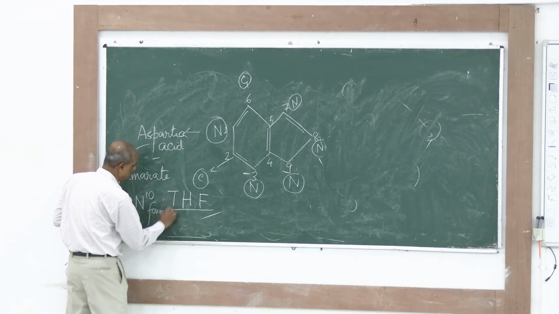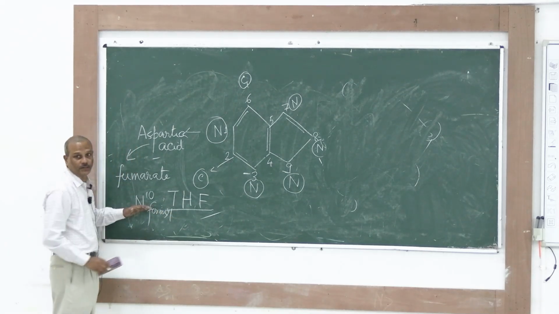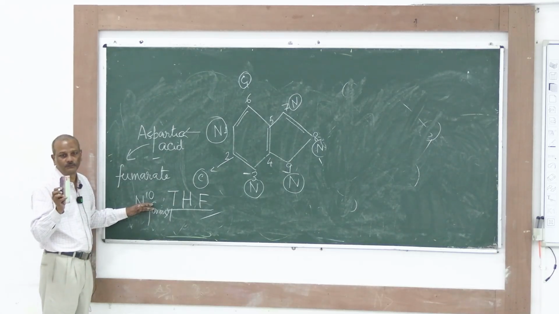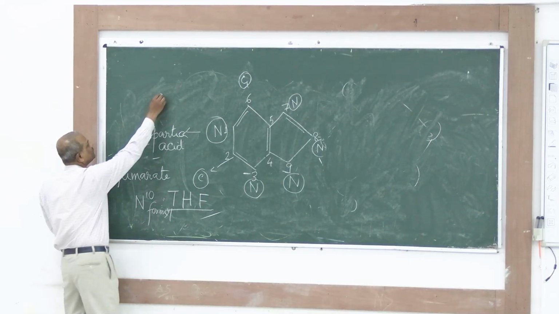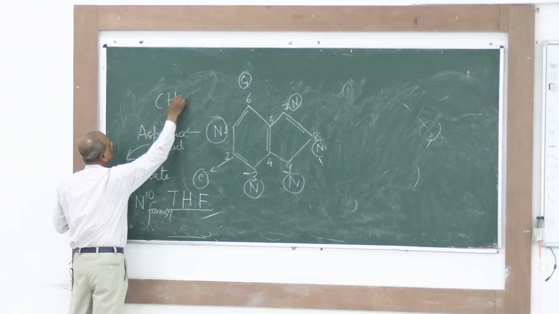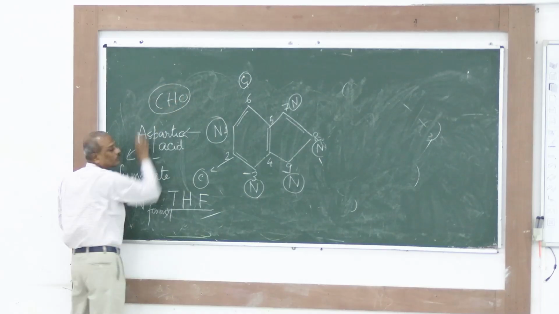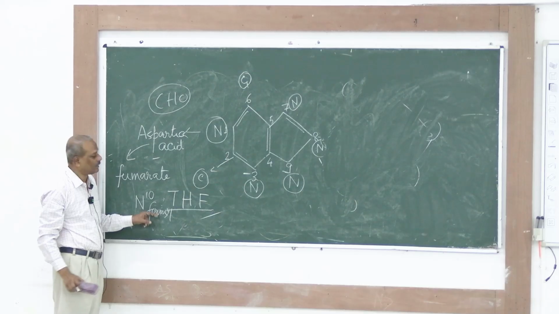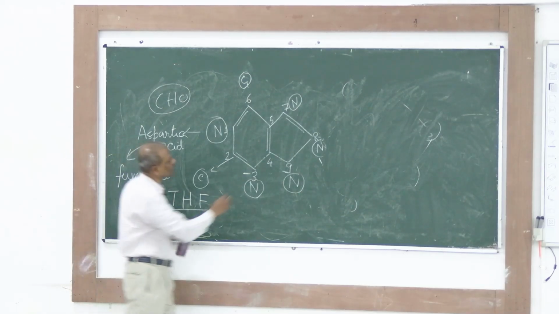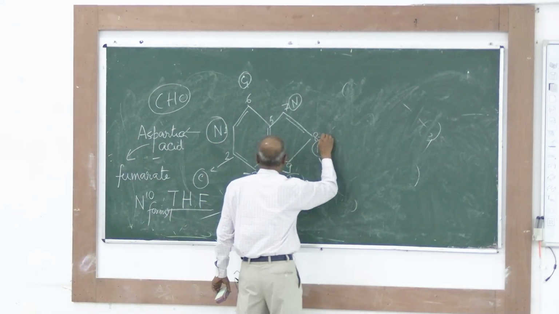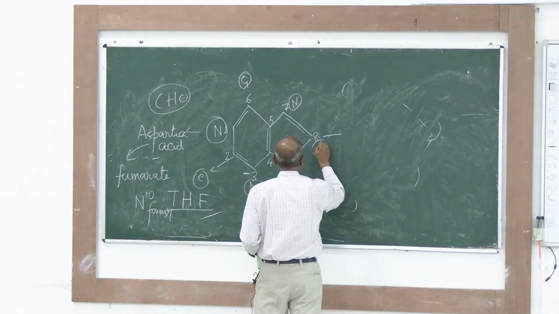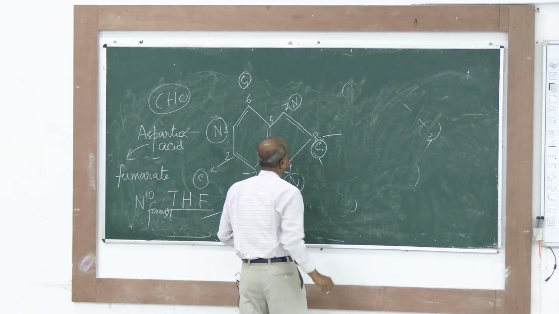N10 formyl tetrahydrofolate. Okay? So it gives only 1 carbon. Formyl means this is a CHO group. So it gives 1 formyl group here. And this tetrahydrofolate also contributes 1 carbon here. Sorry, this is carbon.